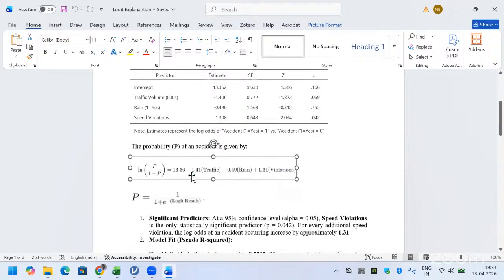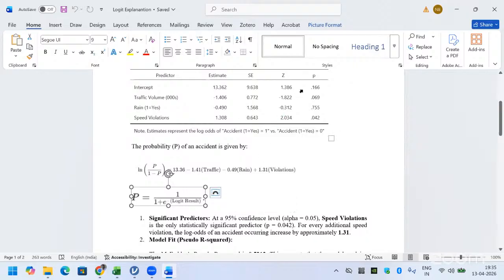Okay. And so whatever I've just taken here, this will be taken as p is equal to 1 divided by 1 plus e power minus z. So I hope you remember this value. This total equation, 13.36 minus 1.41 into traffic minus 0.49 into rain plus 1.31 into violation, is called my equation z. So that is the logit result. Logistic regression is usually referred to as logit, L-O-G-I-T. This is my Z value.